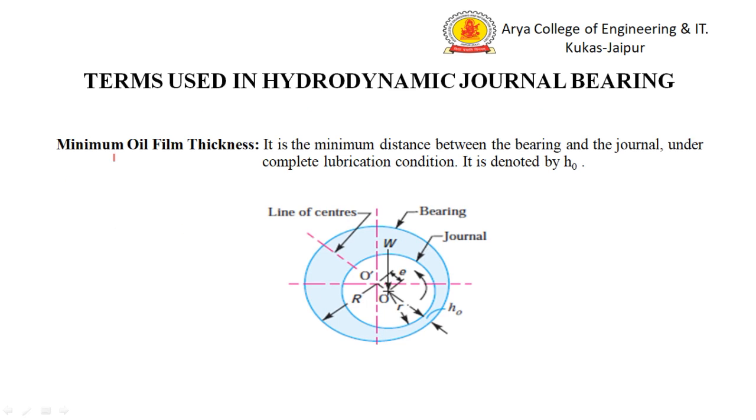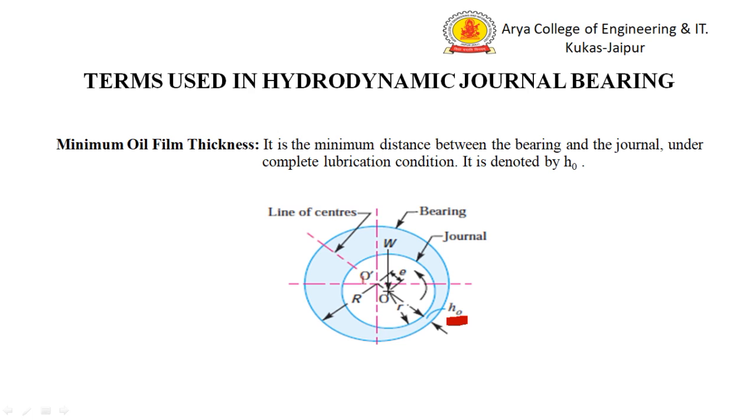Now minimum oil film thickness. Basically it is the minimum distance between the bearing and the journal under the complete lubrication condition. As shown in this diagram, this h0 is the oil film thickness. So this is the minimum thickness at any time. So h0 is the minimum oil film thickness.